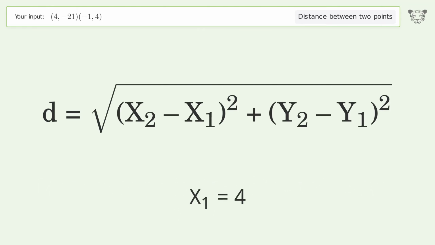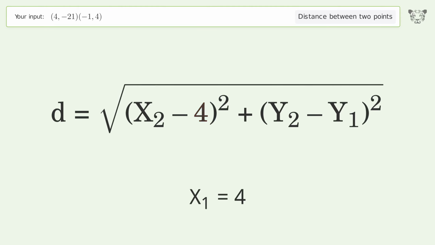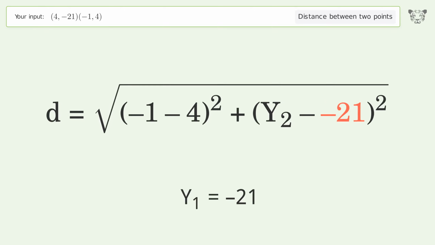x1 equals 4. x2 equals negative 1. y1 equals negative 21. y2 equals 4.